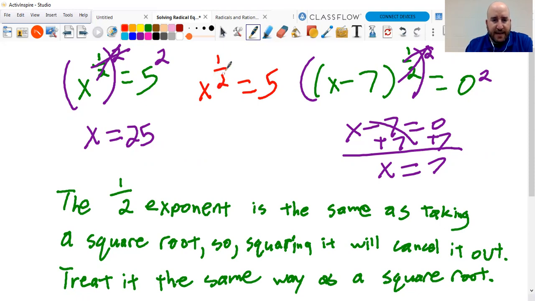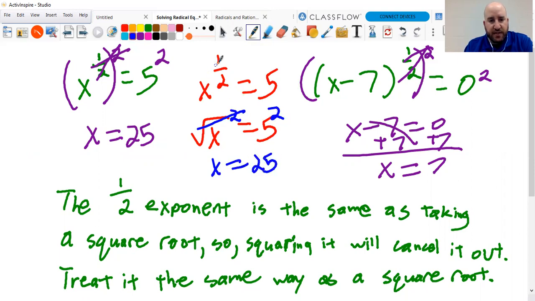Well, if the 1/2 is the same as the square root, turn it into the square root of x. x to the 1/2 and square root of x are the same thing. So turn it into that. Now you could say, all right, the 2 cancels out, x equals 25. So if you need to change the 1/2 exponent, or later on when we see cube roots, the 1/3 exponent, to the square root or the cube root, you can do that.